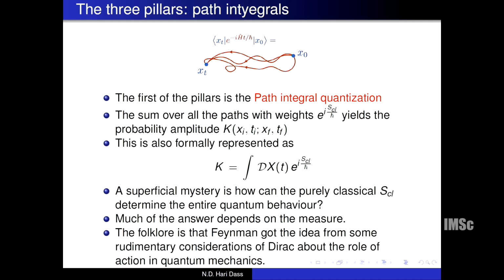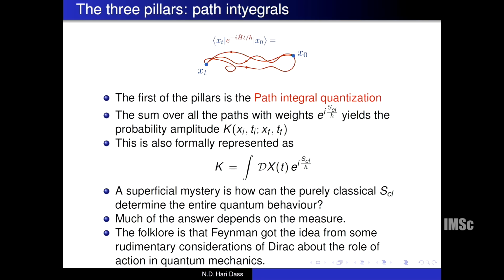There is a mystery here in a way. Of course, that mystery is superficial, and that is, how can purely classical action determine the entire quantum mechanical property of the system? Okay? Now, this is a deep question which should be understood, and the answer depends on the measure.